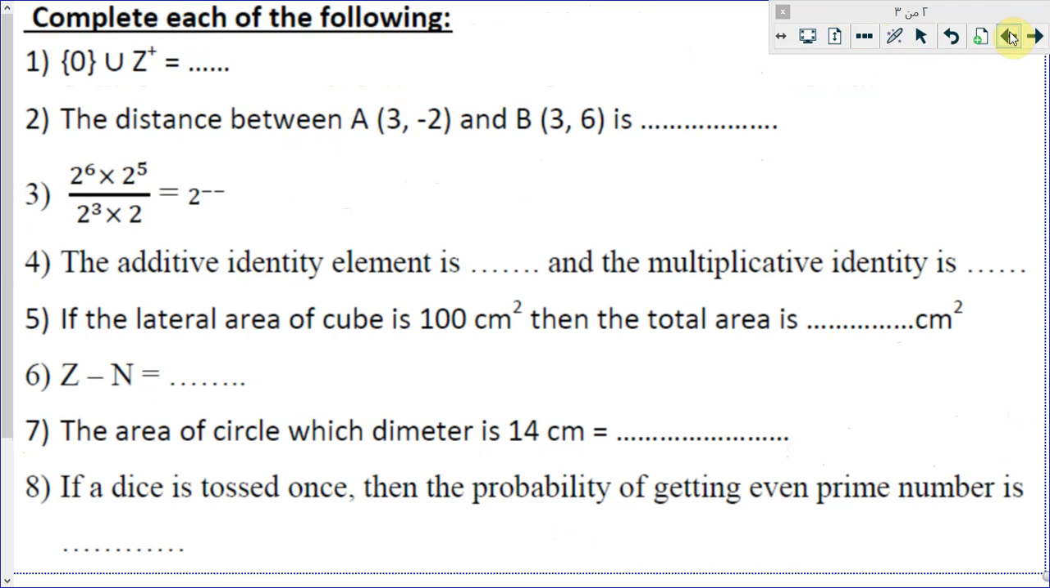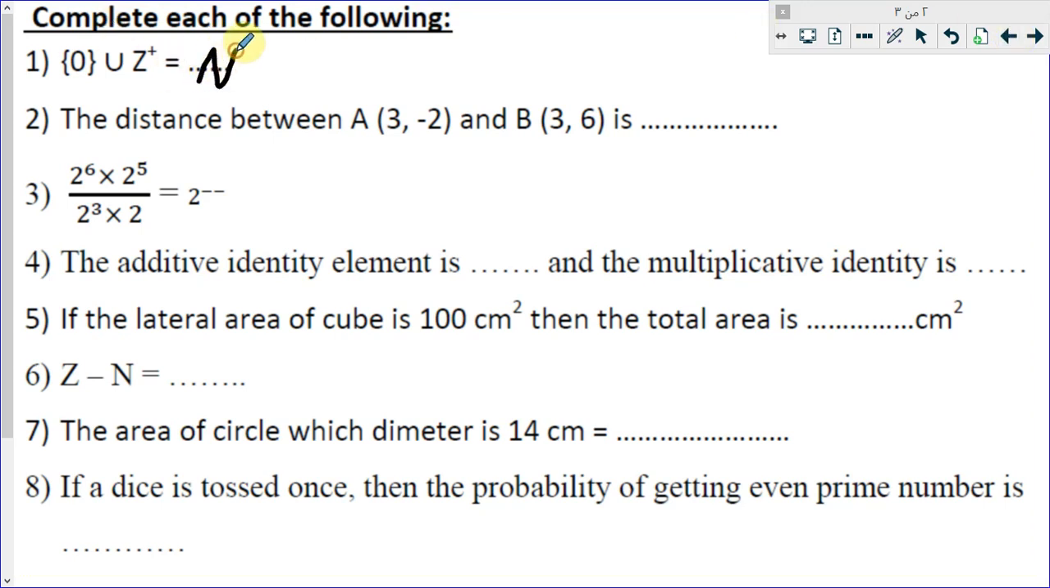Our next question will be: complete the following. 0 union with the positive integers like 1, 2, 3, 4, and we will put 0 with them, so it will be 0, 1, 2, 3, 4, 5. So we have the natural numbers.